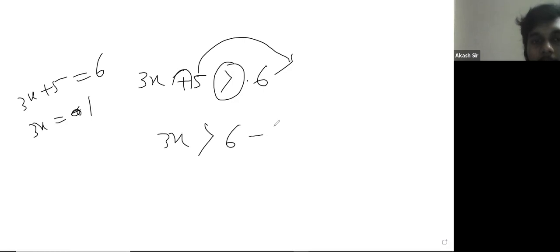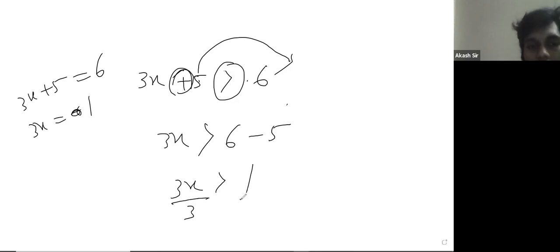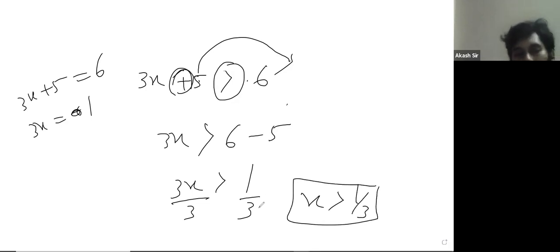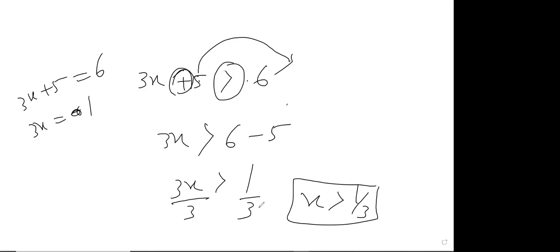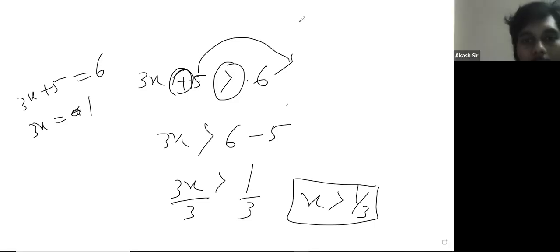3x should be greater than 6 minus 5. See, I took the 5 here with the signs change. Here it was positive, here it is negative. So it will be like this. Then dividing by 3, it becomes x is greater than 1 by 3. Got it? Okay. Just remember, whenever you are throwing any negative number, keep that in mind.